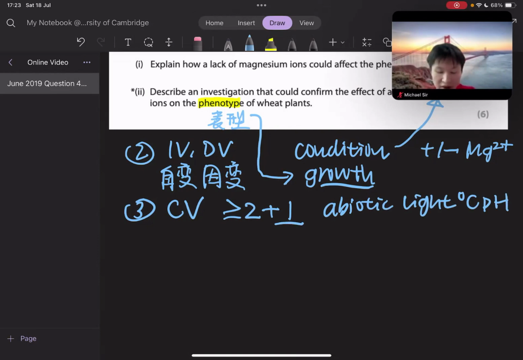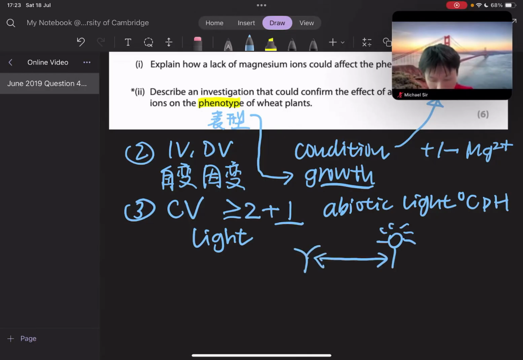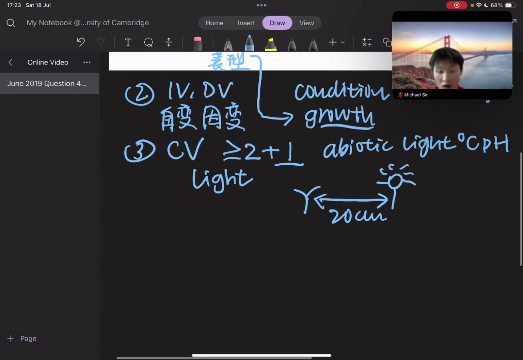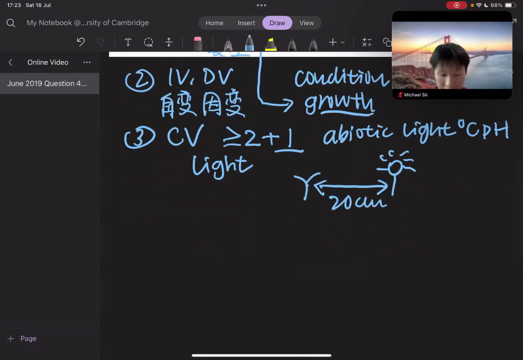Let me give you an explanation. For example, if we're considering light, then let's imagine we have a light source, maybe like an electric lamp, 电灯, and then we have our plant. The distance between the plant and the light source must be the same for all plants to make sure that they receive the same light, isn't it?